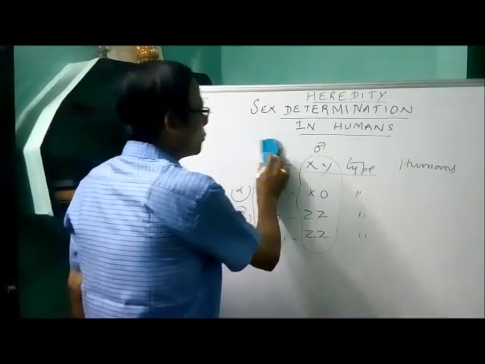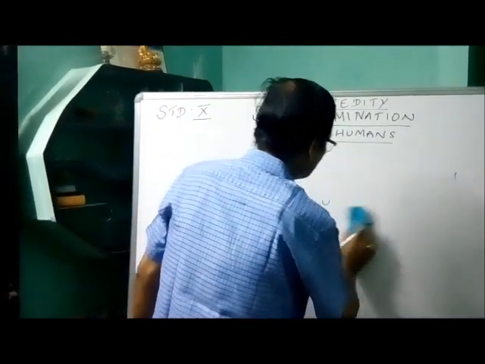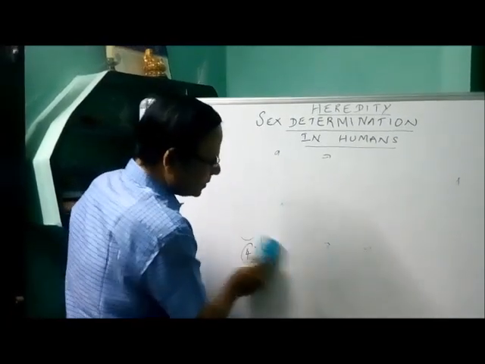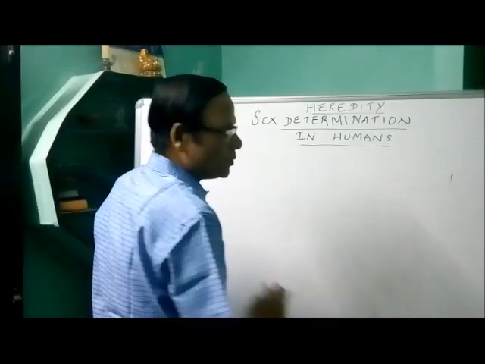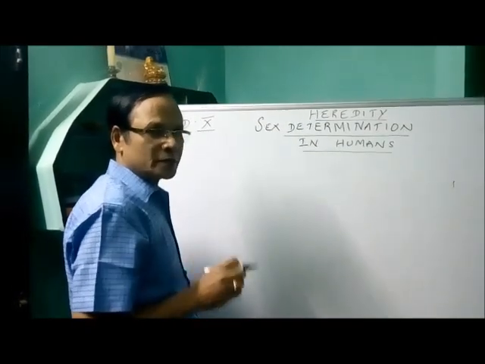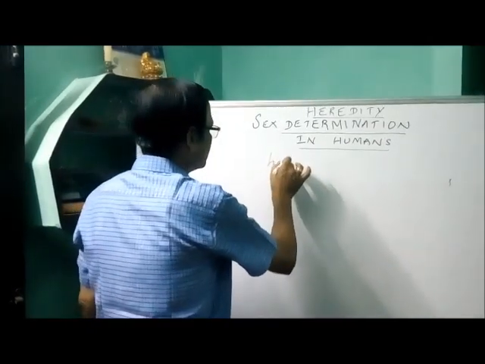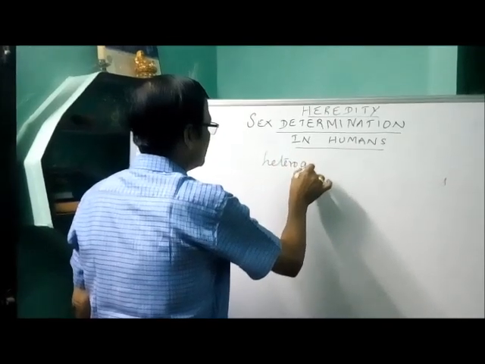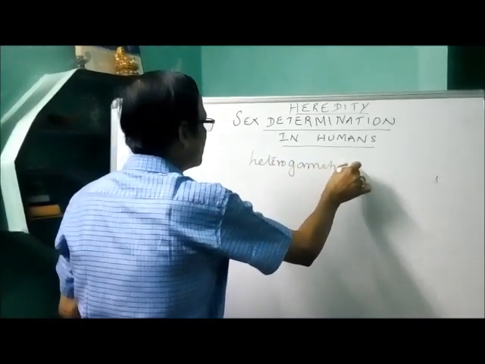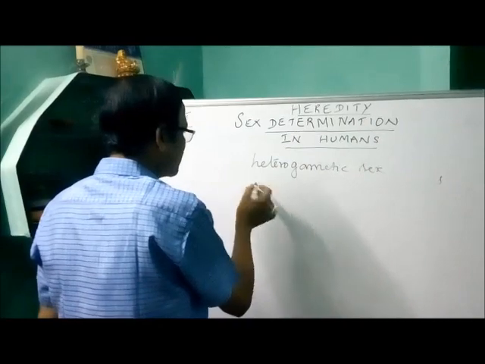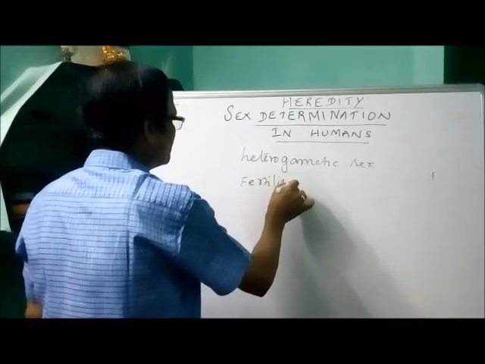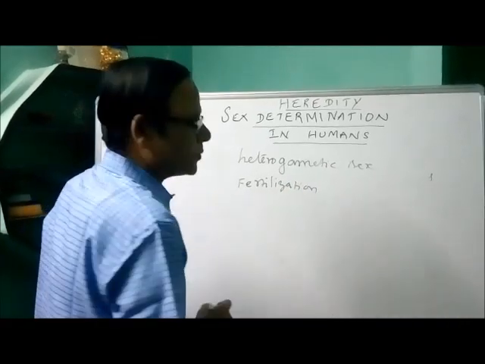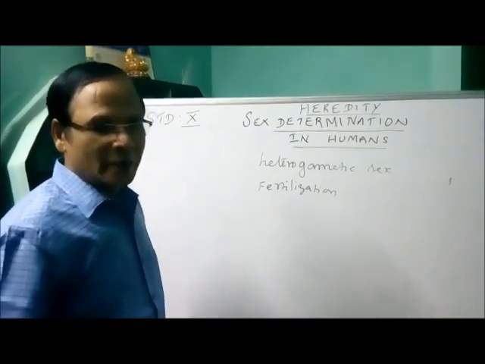Now two things I want to tell you. One, sex will be decided at the time of fertilization. Another one, sex will be decided only by the heterogametic sex. Sex will be decided only by the heterogametic sex and it will be decided at the time of fertilization. Remember these two facts. Because homogametic sex produces only similar gametes.